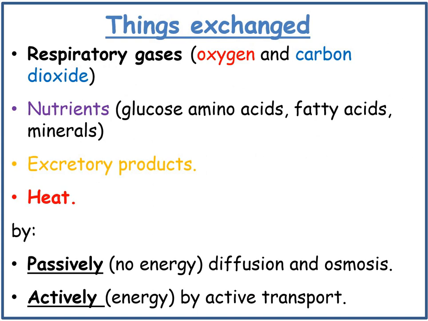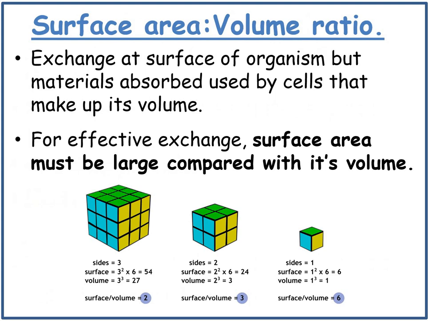So the type of things that get exchanged are respiratory gases like oxygen and carbon dioxide, nutrients like glucose, amino acids, fatty acids and minerals, excretory products and heat. And these things can be exchanged either passively, where there's no energy required, by diffusion and osmosis, or actively, where energy is required, by active transport.